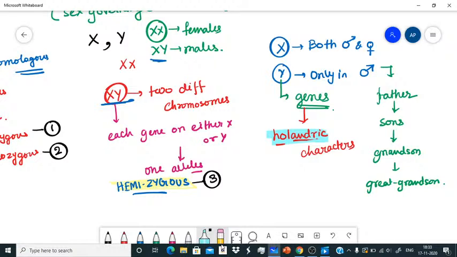Another thing that happens is hair growth on the pinna, the external ear. Some males show hair growth on the external ear. That is also a holandric condition. The phenotypic appearance of the male genitalia, that is scrotum, penis, etc., also resembles or is holandric. That means the appearance of the genitalia of the father will resemble the genitalia of the son, and that will resemble the genitalia of the grandson. Right. So these are holandric characters. All right.